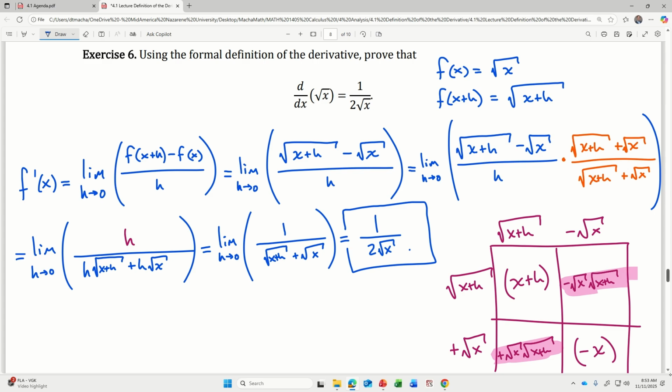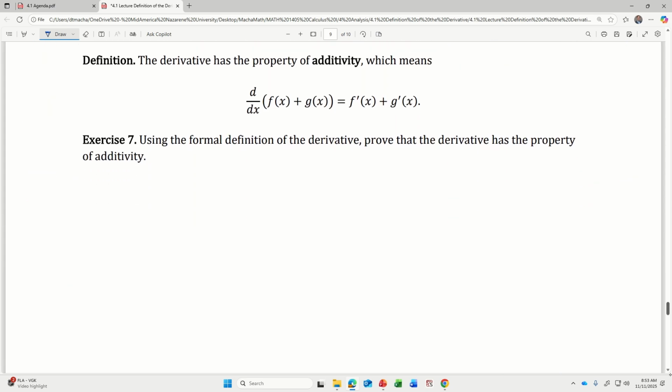Okay. The derivative has the property of additivity. I'm saying this word a lot. But additivity just means if I'm taking the derivative of something that looks like two functions added together, then I could just take the derivatives of those terms separately.